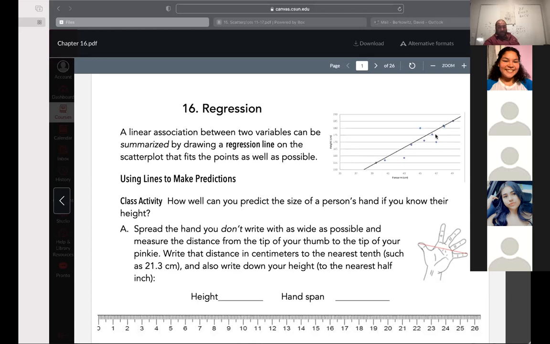Okay, the regression line is a predictive construction. So how well can you predict the size of a person's hands if you know their height? Spread the hand you don't write with as wide as possible and measure the distance from the tip of your thumb to the tip of your pinky, and write that distance in centimeters to the nearest tenth. So let's assume we did this. We're not actually going to do that because we're not in class together, but let's assume that you did that.